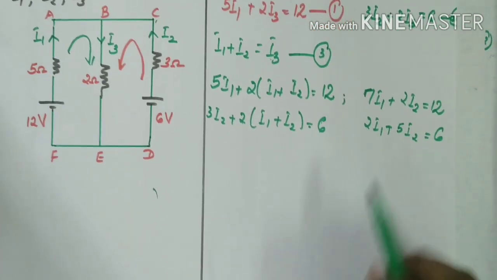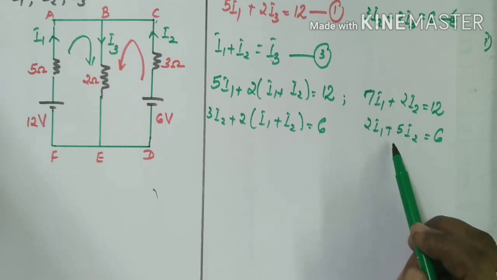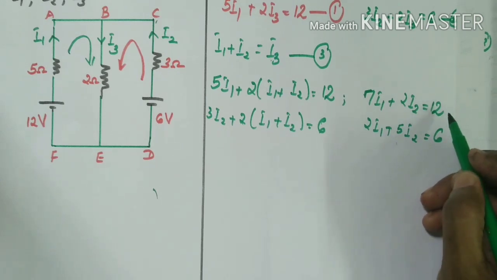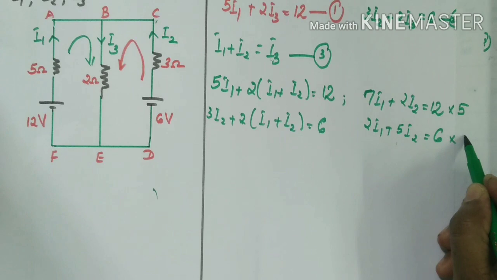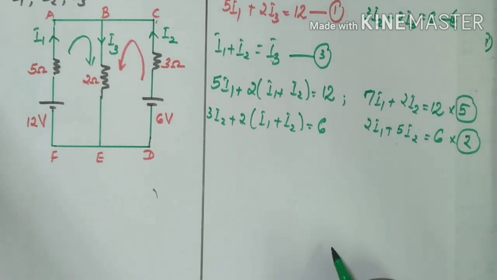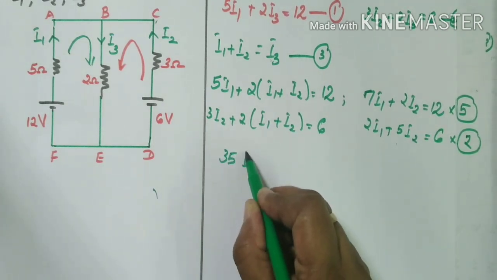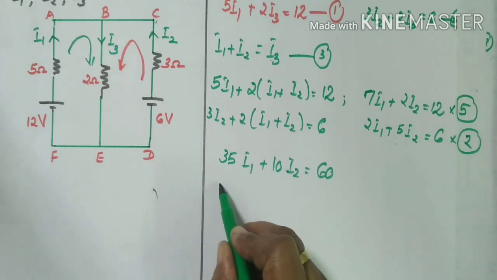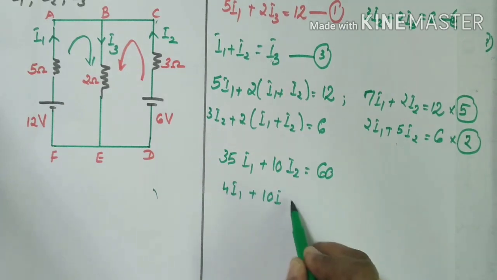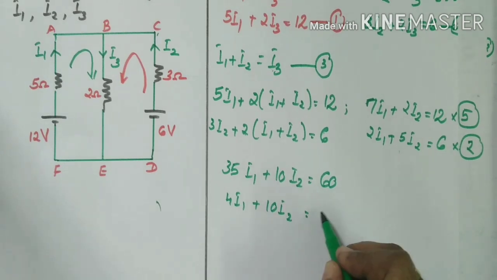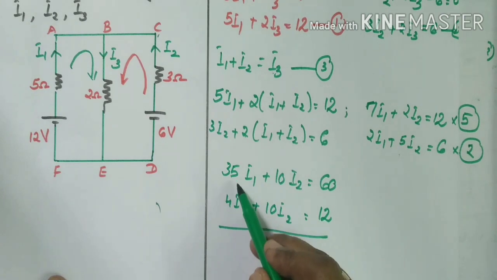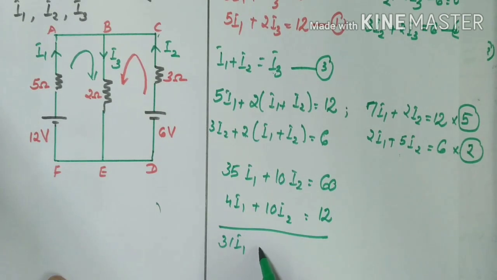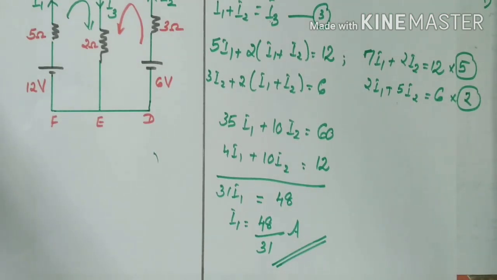Now we can solve the two equations by the elimination method. Here we multiply the first equation by 5 and the second equation by 2. So 7 into 5, it can be written as 35I1 plus 10I2 is equal to 12 into 5, 60. The second equation multiplied by 2 gives 4I1 plus 10I2 is equal to 6 into 2, 12. Then we subtract: 35 minus 4 is 31I1 plus 0 is equal to 60 minus 12, that is 48. Therefore, I1 is 48 divided by 31 ampere.